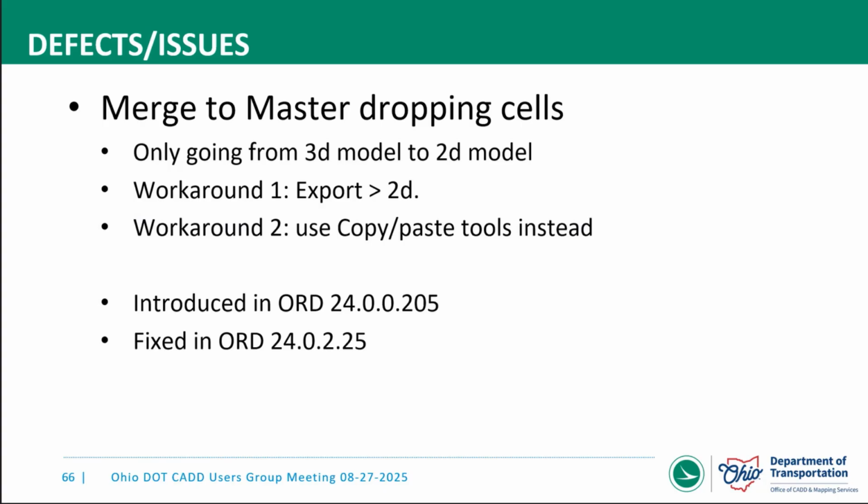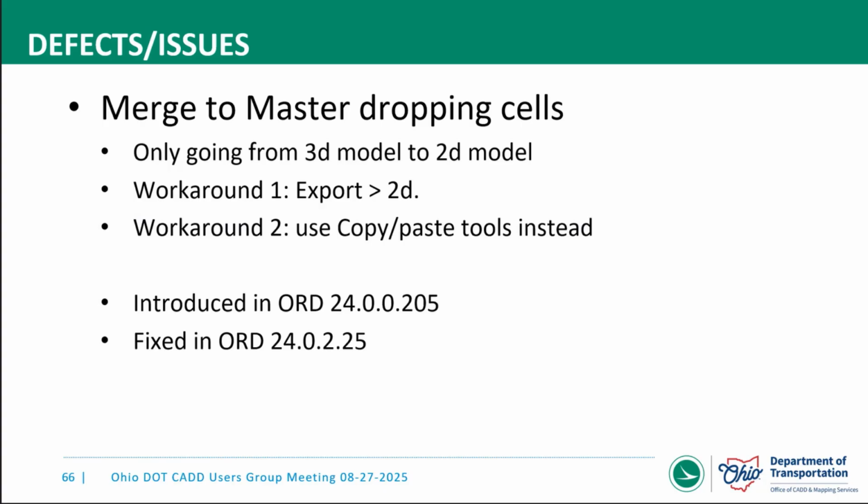First, merge to master dropping cells. This came up in our mapping slide, and a surveyor pointed it out to us as well. If you are going to merge your reference into the master, and you're going from a 3D model to a 2D model, it will drop all the cells. If you go from 3D to 3D, it won't drop the cells. A surveyor was doing that, and all of the survey cells dropped to individual pieces.